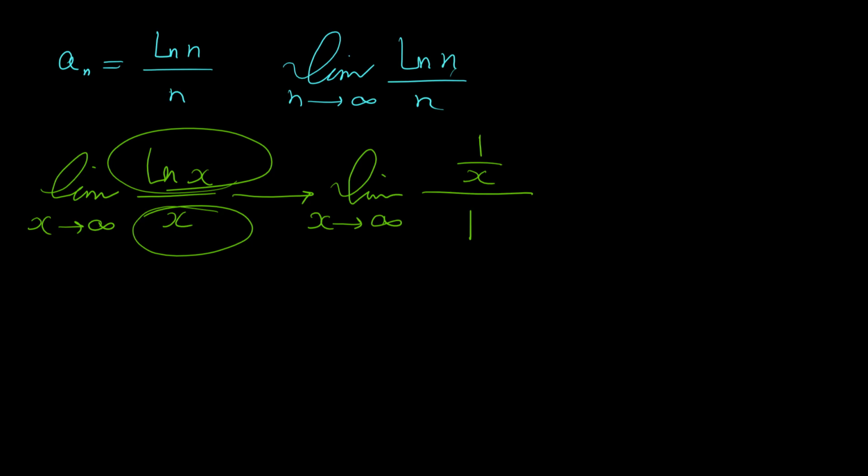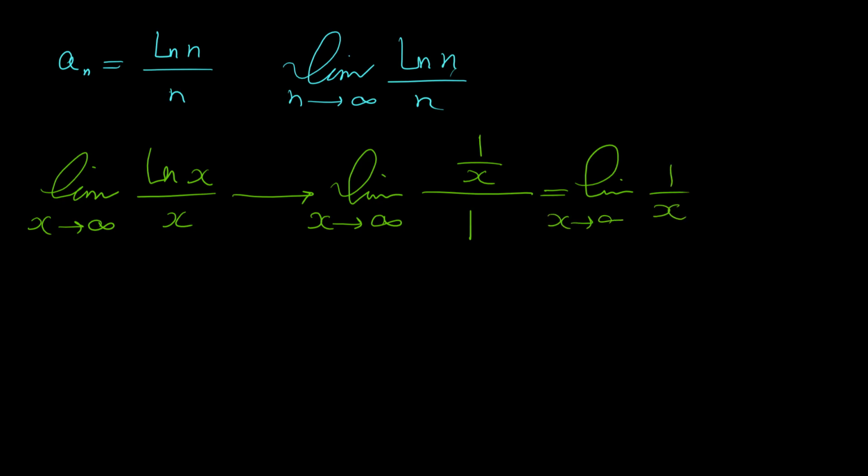Attention, you are not going to use the quotient rule. Separately take the derivative of the numerator and denominator. The derivative of the numerator is 1 over x. The derivative of the denominator is 1. Now look at this. We have 1 over x over 1. Which, if you want, you can write as 1 over x. Because 1 over x divided by 1 is again 1 over x.